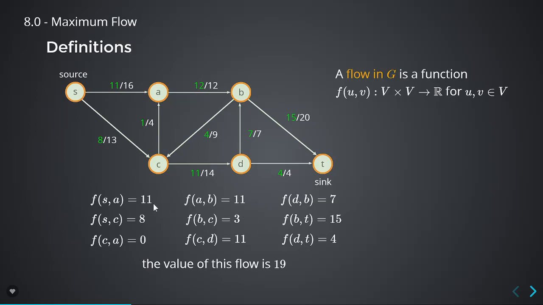It's just a function that tells you how much of the capacity of the edge you are using. So from S to A, you're sending 11, right? So f(S,A) is 11. From D to B, you're using 7. So f(D,B) is 7, and so on. See how it's just a function from the set V times the set V. You take two vertices and it maps to a real number. In our case here, we're just going to be using integers instead of real numbers. But that's what a flow is.